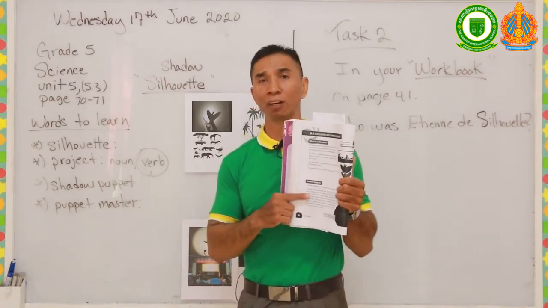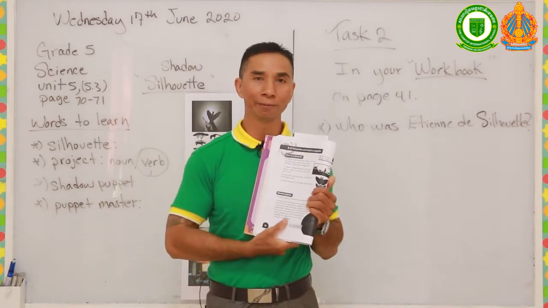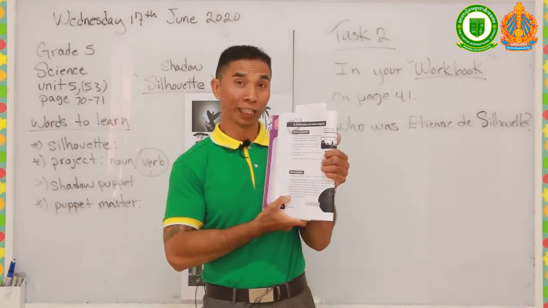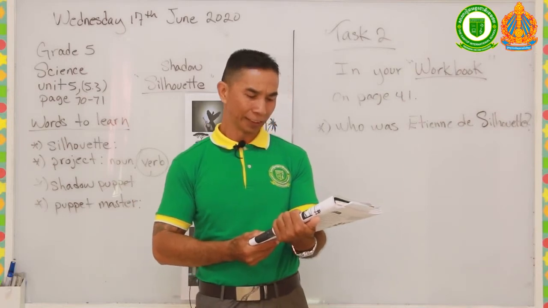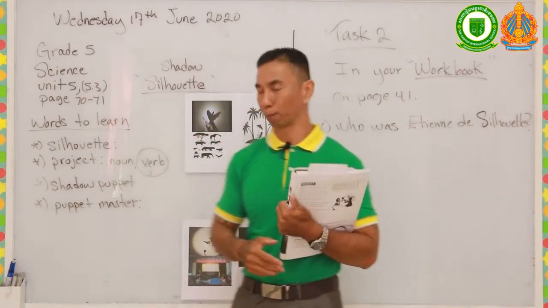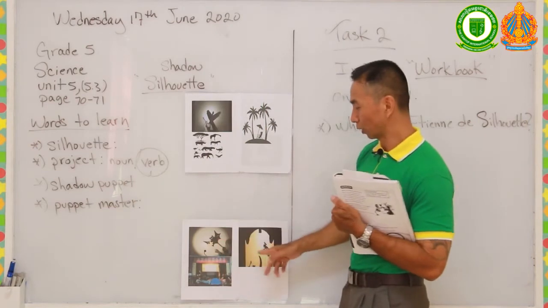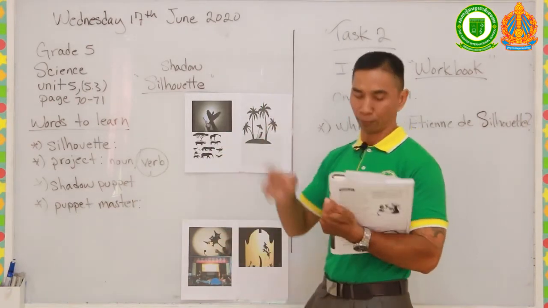I would like to read this paragraph with you. Can you read it with me? Okay, the last one, okay? Shadow puppets. A shadow puppet uses a silhouette to represent a puppet. Then it uses a silhouette, a shadow of an image.